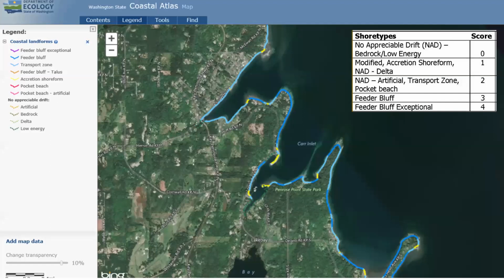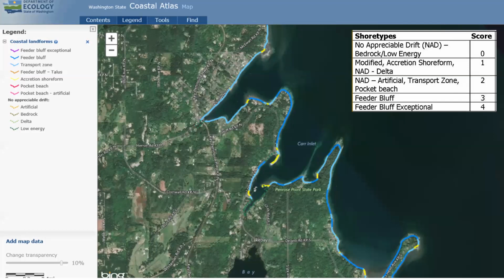Starting with the shore type, that's information right out of the site assessment that we discussed earlier. Does the shore that your subject site is on have a likelihood to be unstable? Bedrock? Probably not. River delta? Probably not. A bluff? Yeah, probably. And then a feeder bluff? Unequivocally, yes. Sorry, did I say feeder bluff exceptional there? Unequivocally, yes. There we go. Got off my script a little bit.